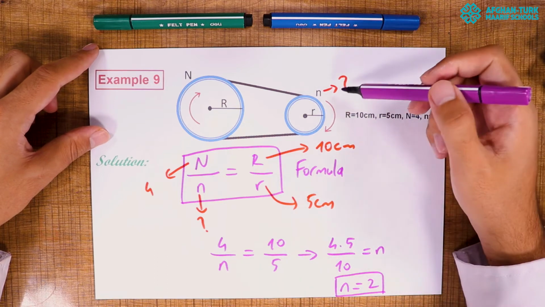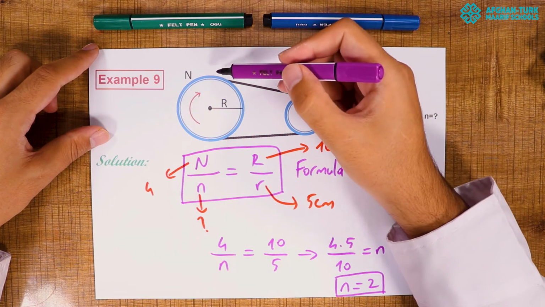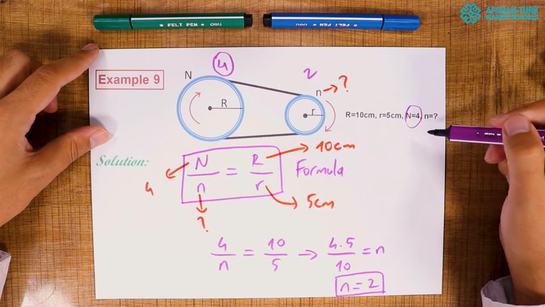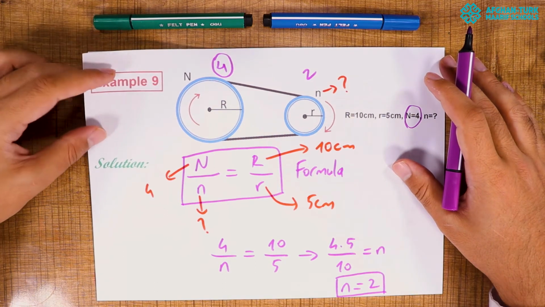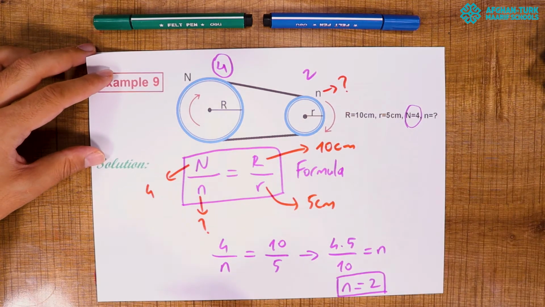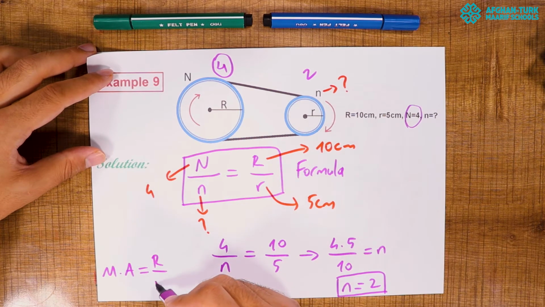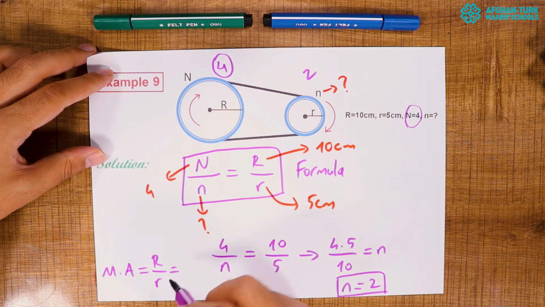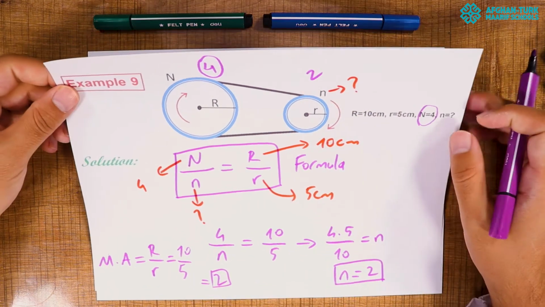That means that if I rotate the smaller wheel 2 times, the bigger wheel will turn 4 times, which is given in the question at the beginning. Okay, so how can we find the mechanical advantage of this one? The mechanical advantage in wheels is equal to bigger R divided by smaller r, or bigger N divided by smaller n, which is 10 centimeters divided by 5, and that's equal to 2. The mechanical advantage is also 2 in this example.